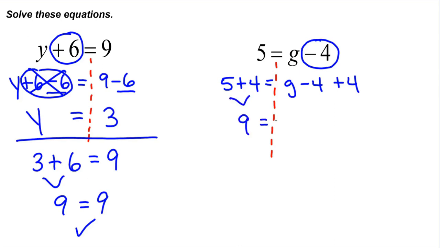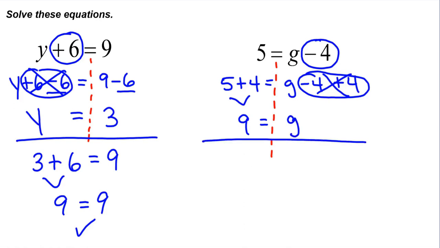This is 9. And g minus 4 plus 4, again, these two terms cancel each other out. That becomes 0, and all I have left is g. So 9 equals g is my solution, and if I check that, 5 equals 9 minus 4. 9 minus 4 is 5. 5 is equal to 5. That is the solution to this equation. So again, using addition and subtraction to undo the operations that are happening in this equation.